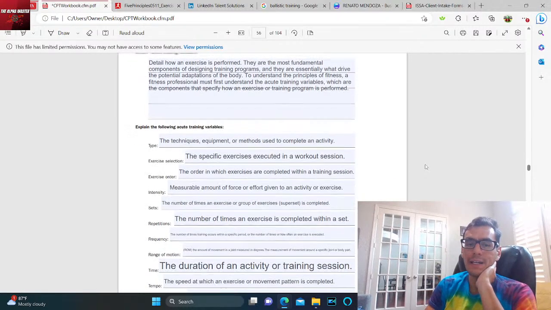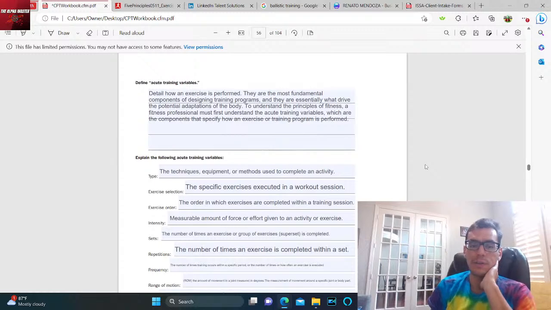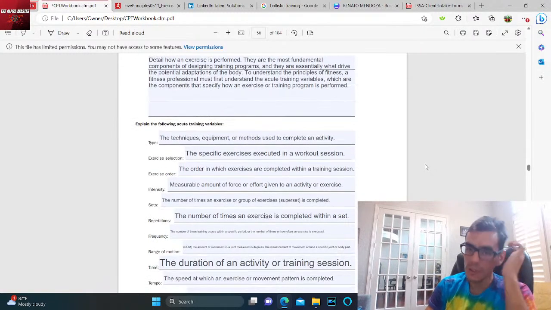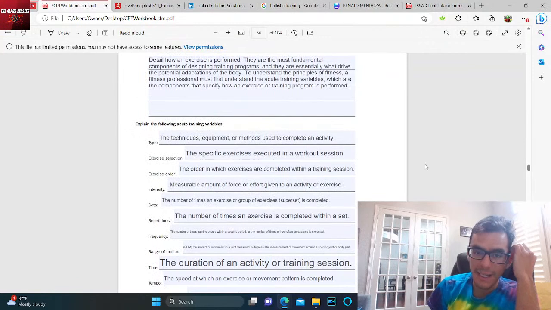So you have 12 acute training variables. Explain the following acute training variables. You have type, the techniques, equipment, or methods used to complete an activity. You have the exercise selection, the specific exercises executed in a workout session. You have the exercise order, the order in which exercises are completed within a training session.